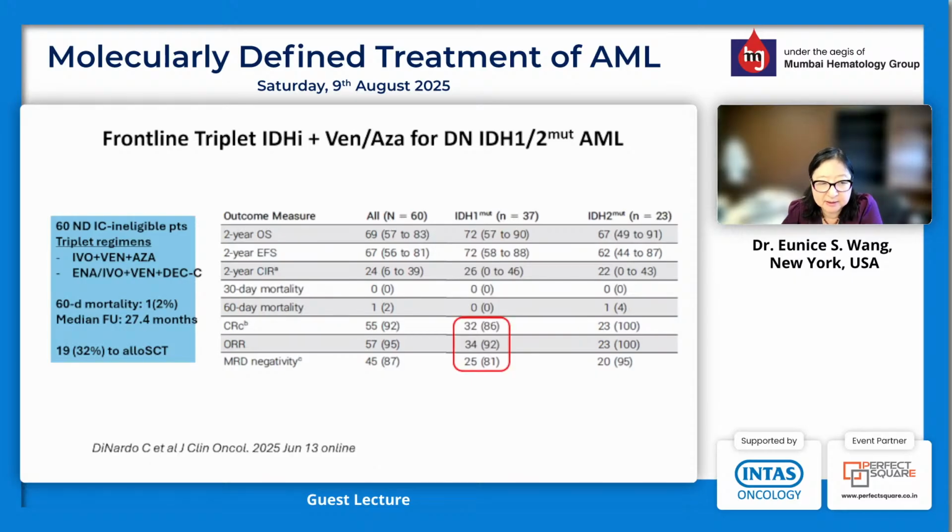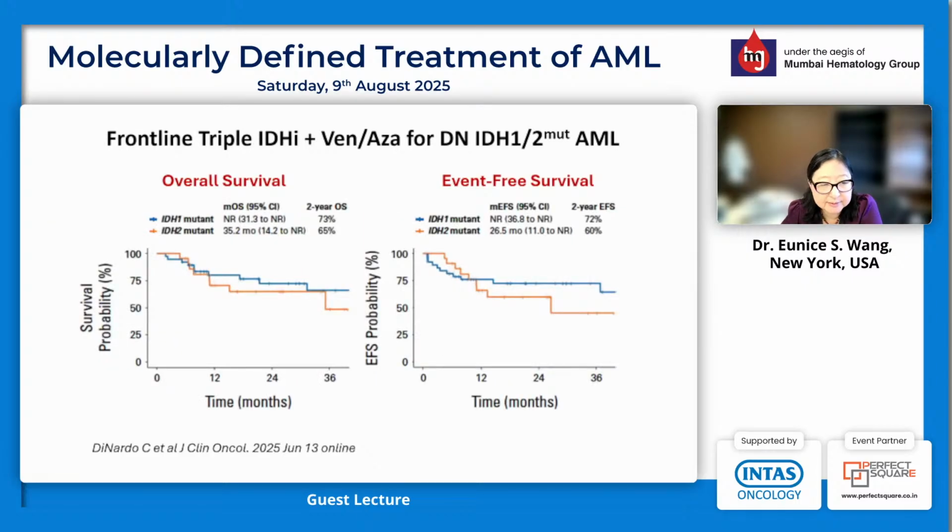About a third of patients went to allogeneic stem cell transplantation, but you can see with this triplet regimen that the overall response rate was about 92%, as you can see in IDH1, IDH2, MRD negativity 81%, in IDH mutant disease 100% overall response rate, with 30 to 60 day mortality of about 2%. And you can see that when we look at 2-year overall survival, about 2/3 to 3/4 of patients are alive after 2 years of therapy. You can see here the 2-year overall survival 65 to 73%, event-free survival 60 to 72%. So these are clearly very impressive curves, where we're now able to have the majority of these AML patients alive 2 years or longer with the combination approach with the IDH inhibitor.